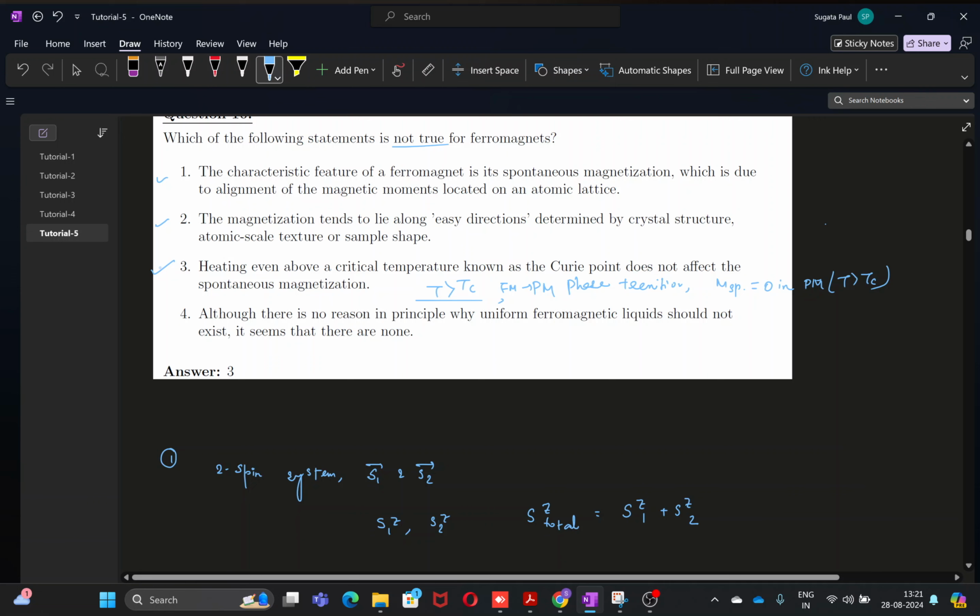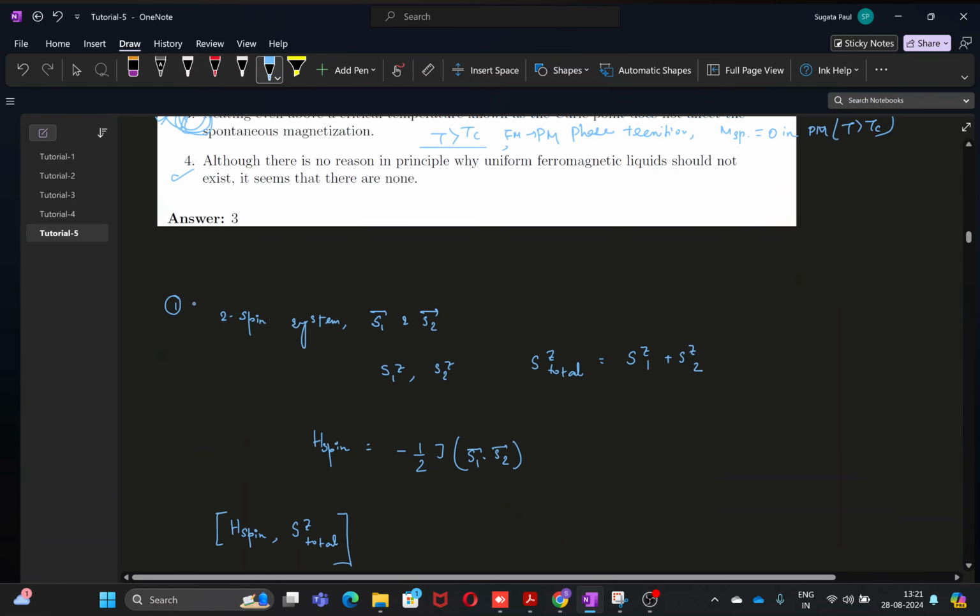Okay. The third option is not true, so this is your correct option. And the fourth was that although there is no reason in principle why uniform ferromagnetic liquids should not exist, it seems that there are none. This is also true. So the only option left is 3.